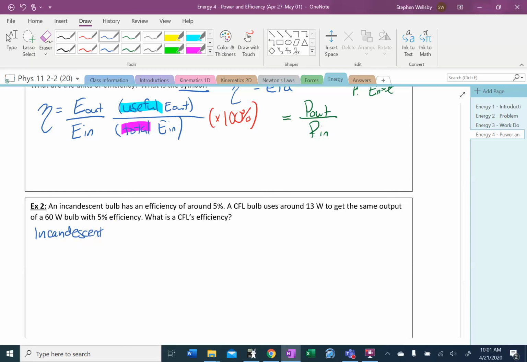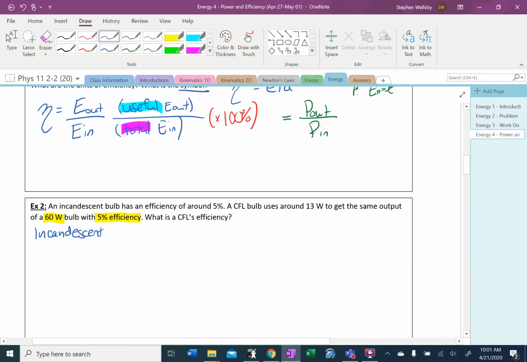Okay, so you've got an incandescent bulb, and the efficiency is around 5%. So that is true, they are very, very inefficient. Now, a CFL bulb uses around 13 watts to get the same output as a 60-watt incandescent bulb with 5% efficiency. So what is the CFL's efficiency? And this is the compact fluorescent light.